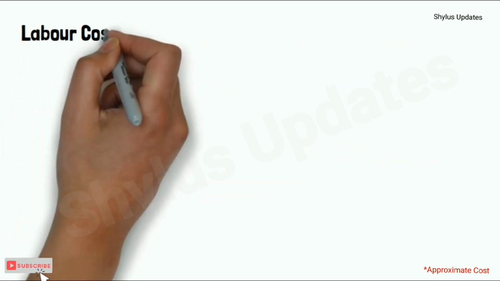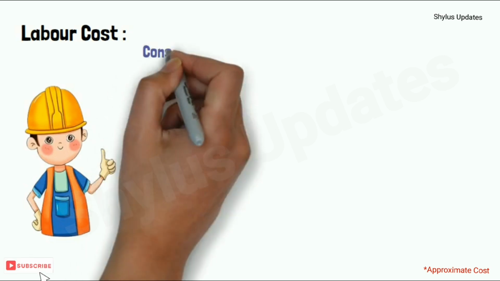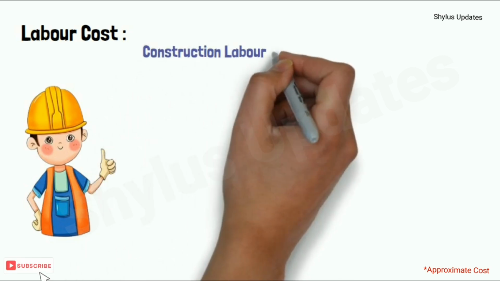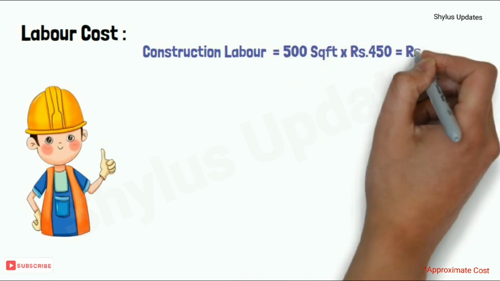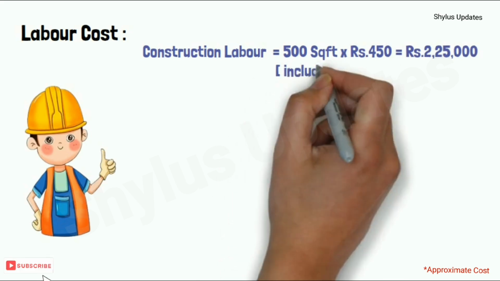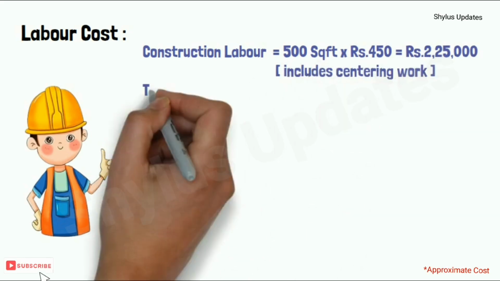Labor cost. Construction labor are done for 500 square feet. For that the amount is rupees 450 per square feet. When you multiply 500 square feet into rupees 450, you will get rupees 2,25,000, which includes centering work.